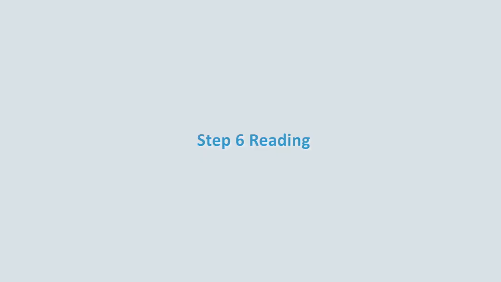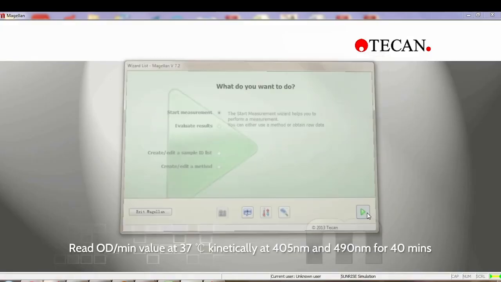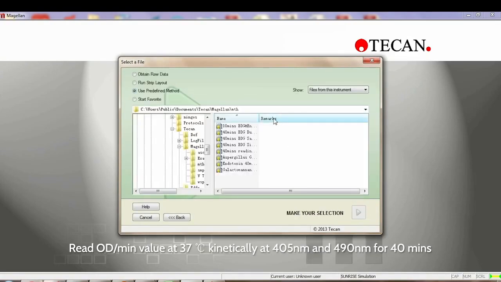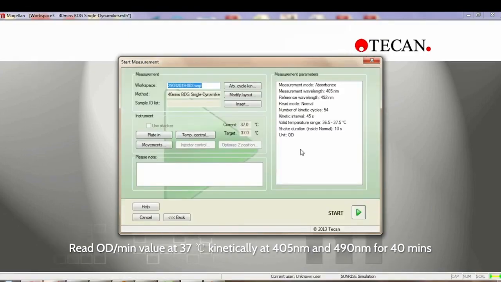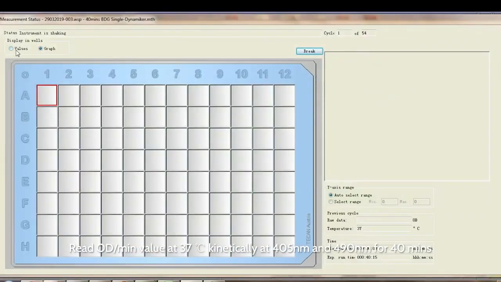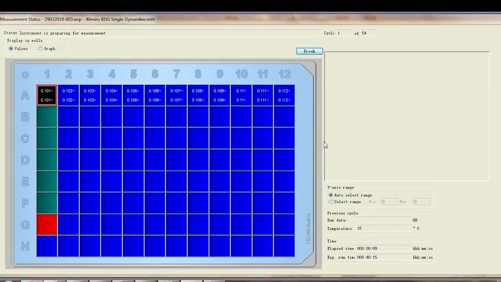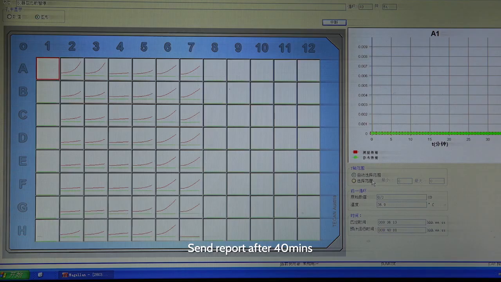Step 6. Reading. Read OD per minute value at 37 degree kinetically at 405 nanometer and 490 nanometer for 40 minutes. Send report after 40 minutes.